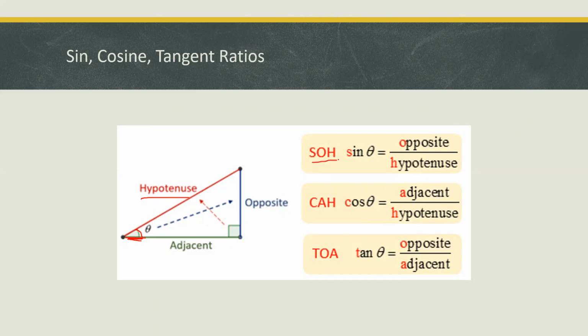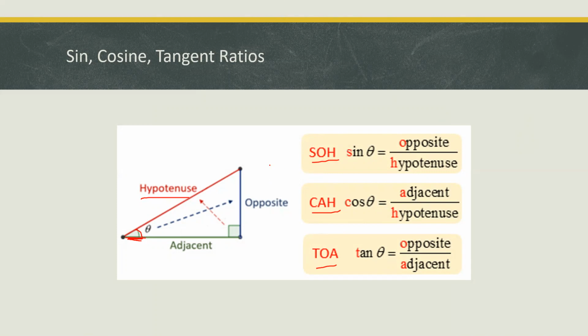So for that, I have a mnemonic to remember these three ratios: SOH CAH TOA. SOH means S for sine, O for opposite, H for hypotenuse. So the sine of theta, the sine of the unknown angle, is equal to the opposite length upon the hypotenuse length. And similarly for cosine and tangent.